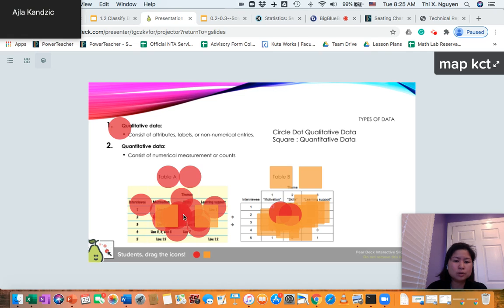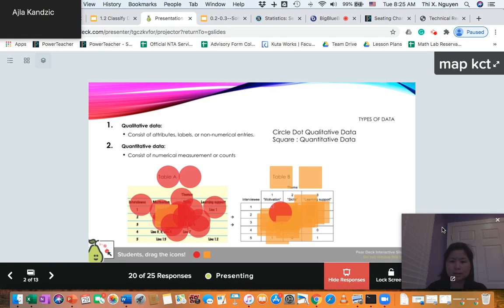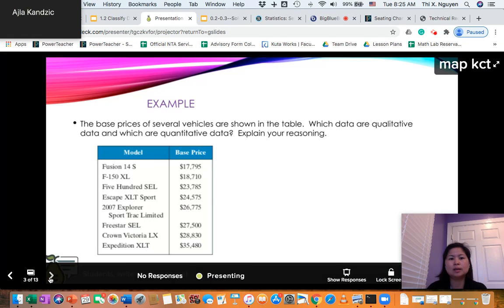Okay, so these two squares over here, that is not the right place. The square should be for table B. Even though, like I said, we have numbers here, the number is only a name. It's line number 5, line number 12, right? You don't do any calculation with these values. So the circle should be for table A. All right, let's move on to the next slide.